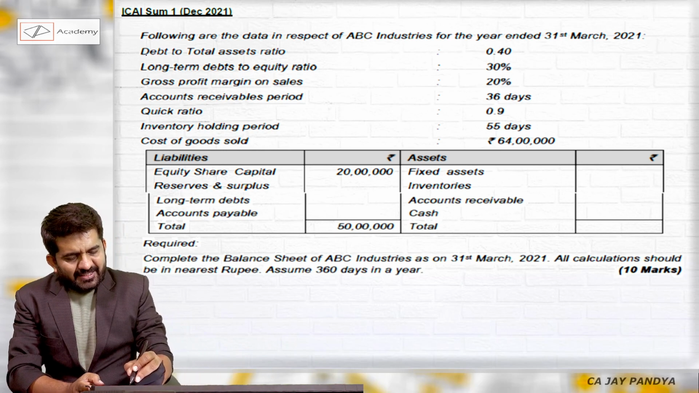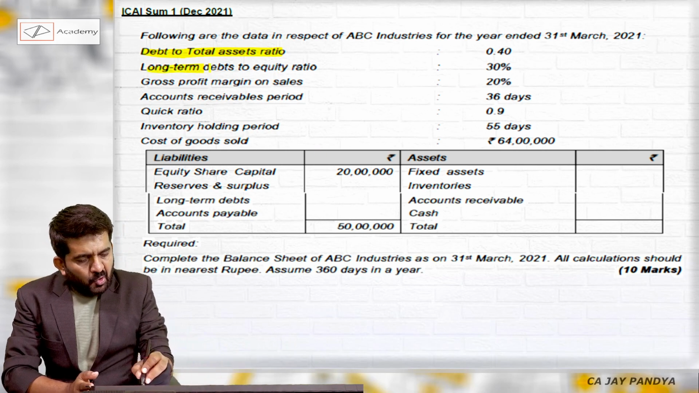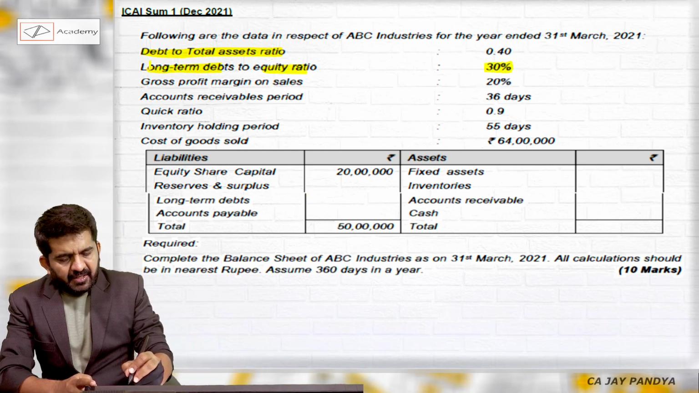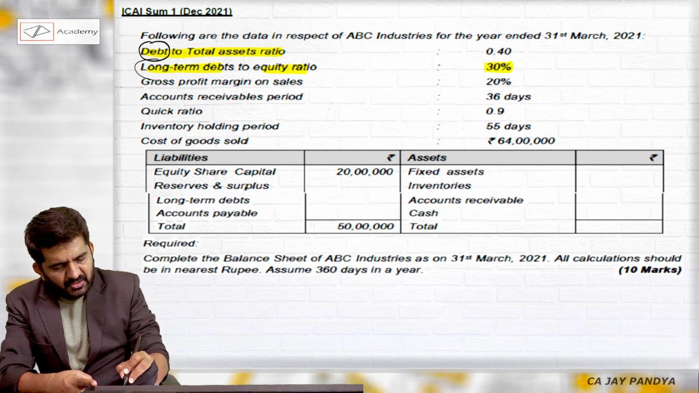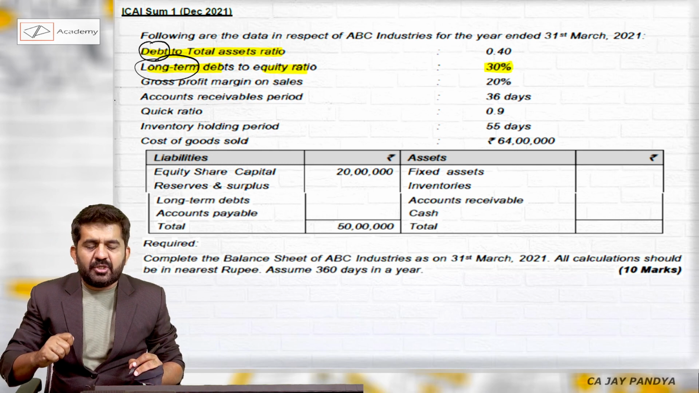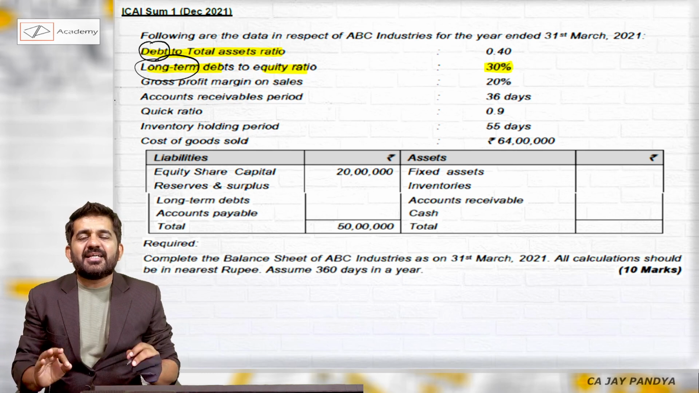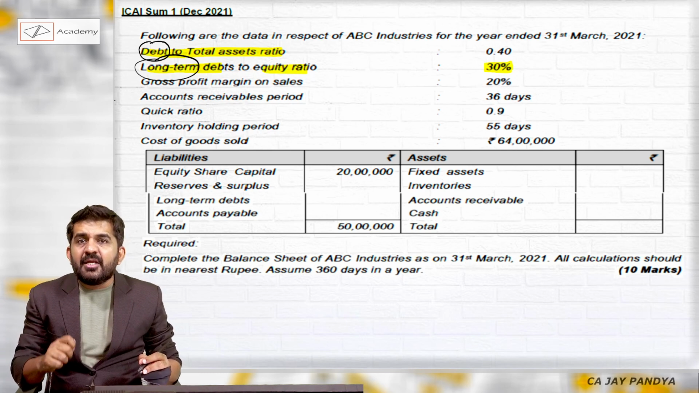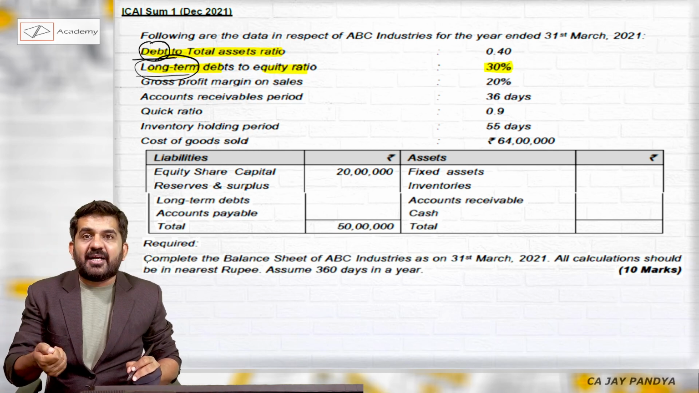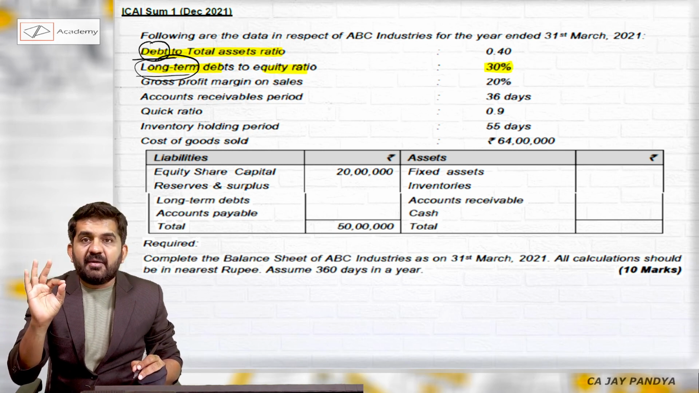Debt to total asset ratio is 0.40. Long-term debt to equity ratio is 30%. Try to understand. Here the word used is debt, here the word used is long-term debt. So whenever the word debt is used, we will be taking long-term as well as short-term. Normally debt basically means long-term, but in this question, as the word debt is used in the first sentence and long-term debt in the second sentence, in the first, debt to total asset ratio, we will be taking debt as total debt.